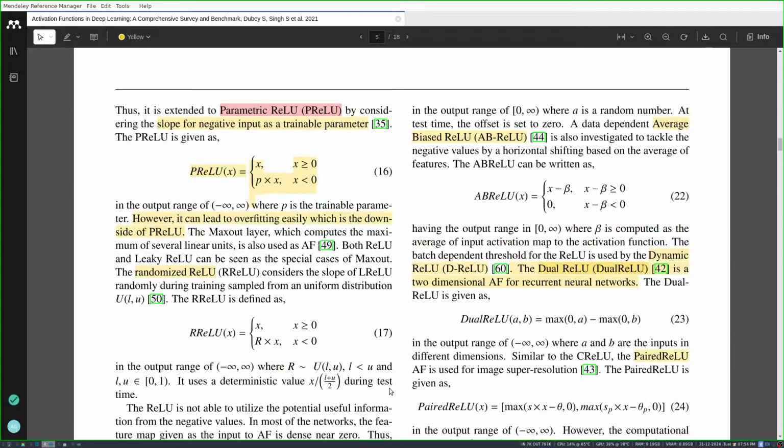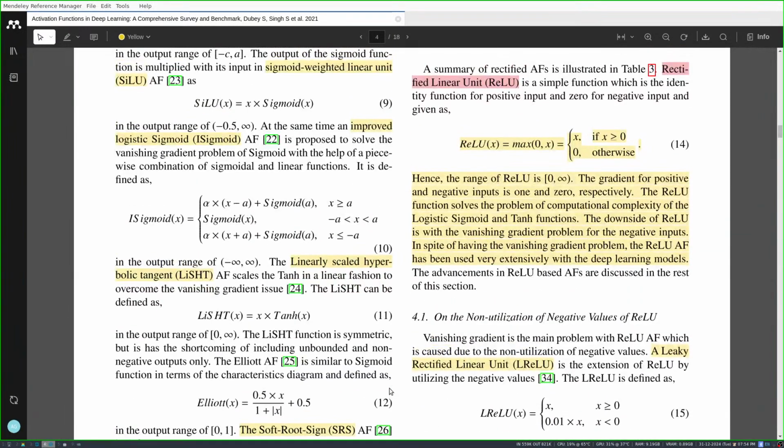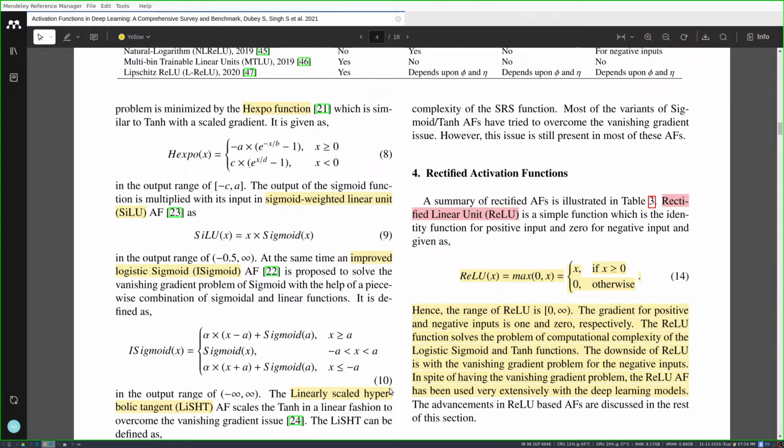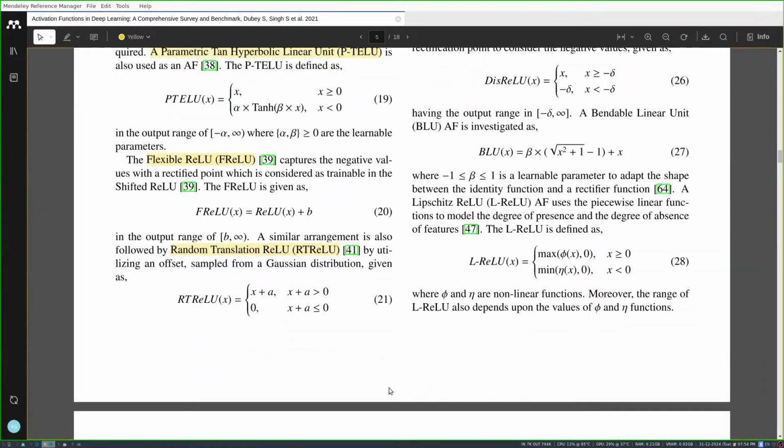Which one, shifted ReLU, or did I already mark it? Could be, because there were so many. I barely remember any of them. Man, this is not fun.